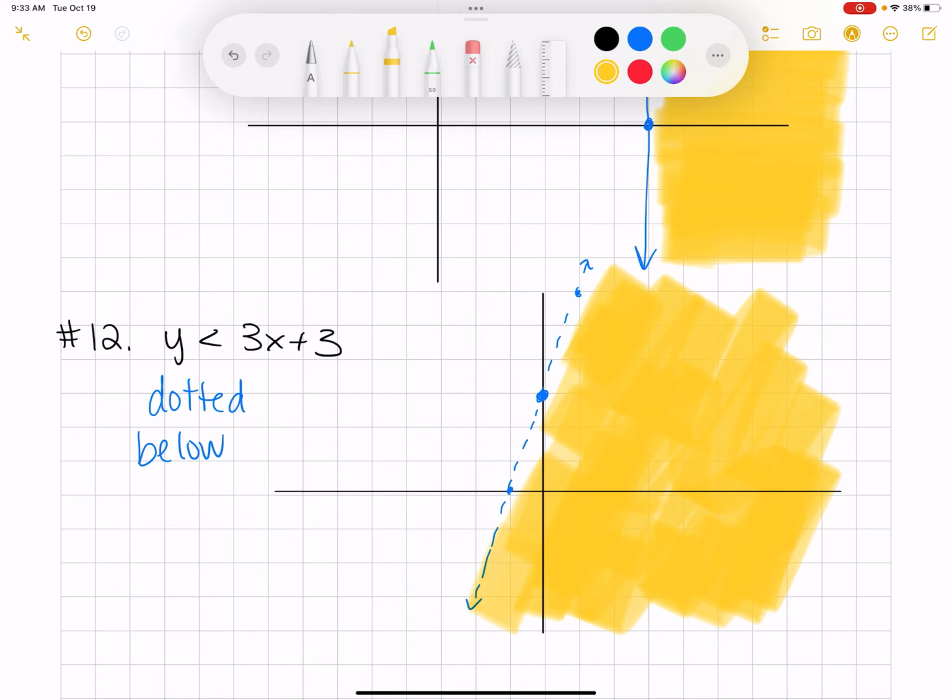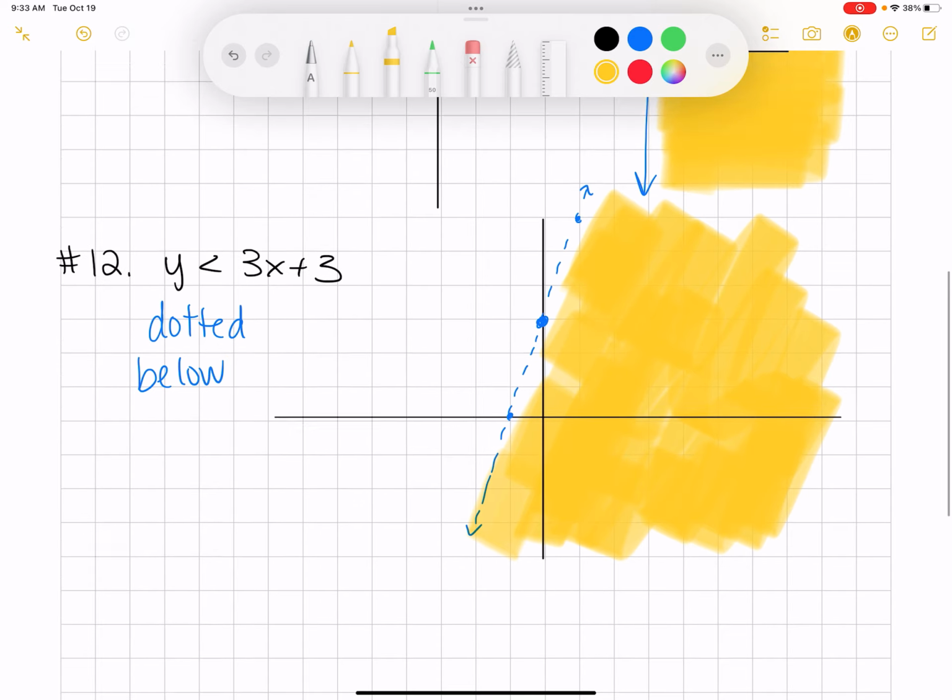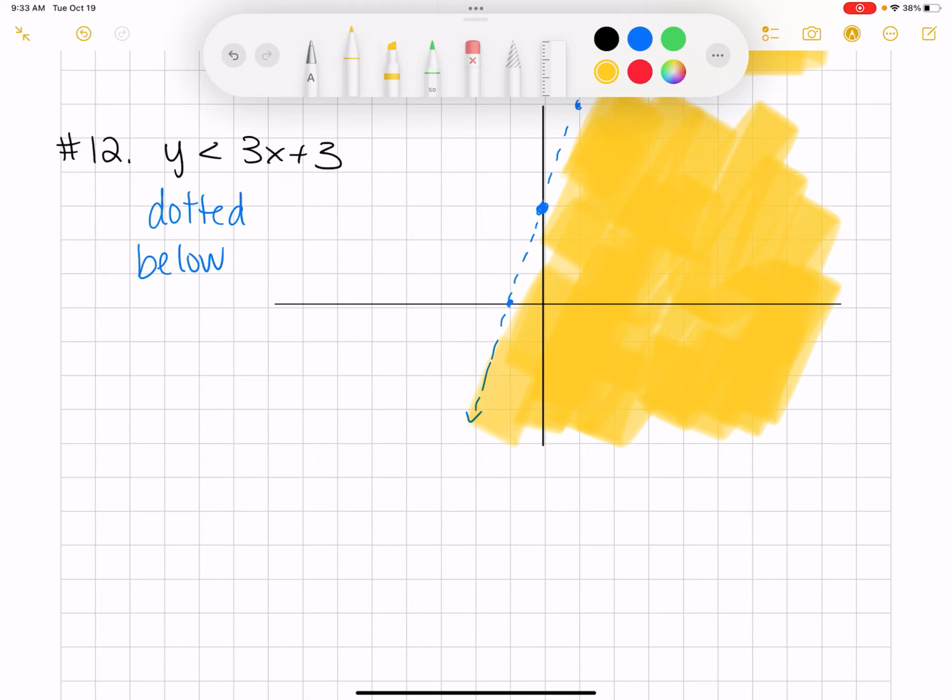All right, I'm gonna do 2 more, and then if y'all are good, then we're good. All right, 14.